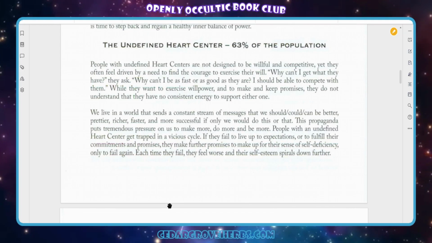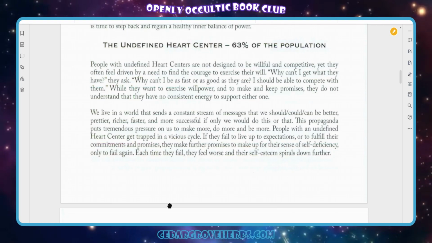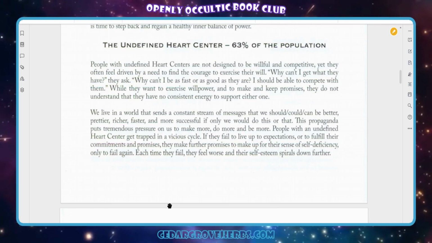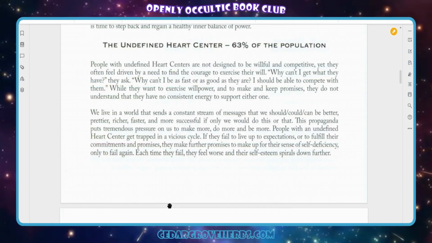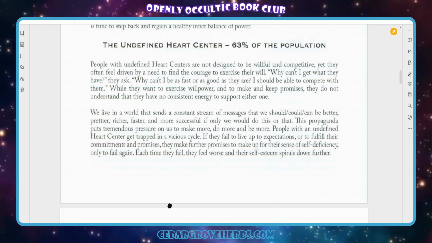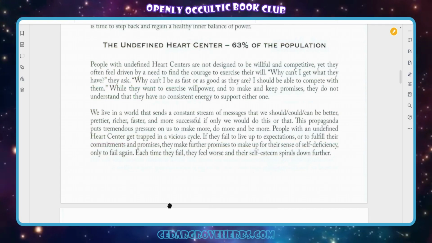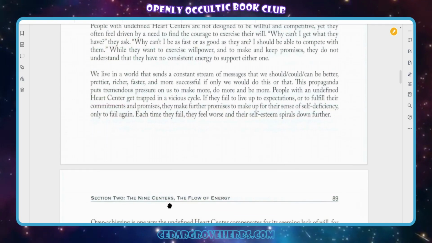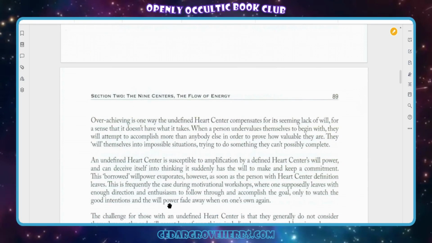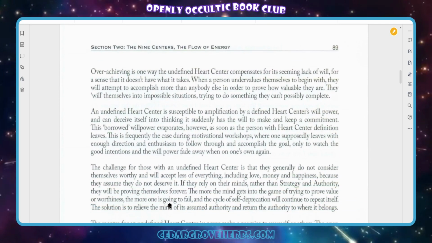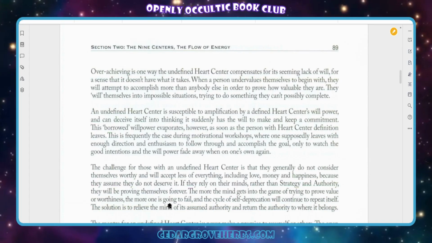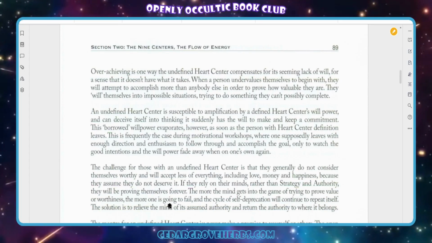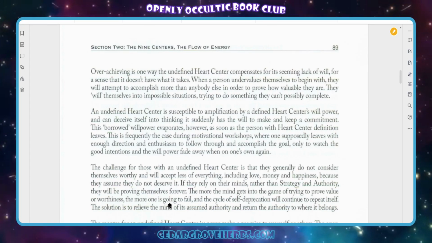If they fail to live up to expectations or to fulfill their commitments and promises, they make further promises to make up for their sense of self deficiency, only to fail again. Each time they feel worse, and their self esteem spirals down further. Overachieving is the one way the undefined heart center compensates for a seeming lack of will, for a sense that it doesn't have what it takes.